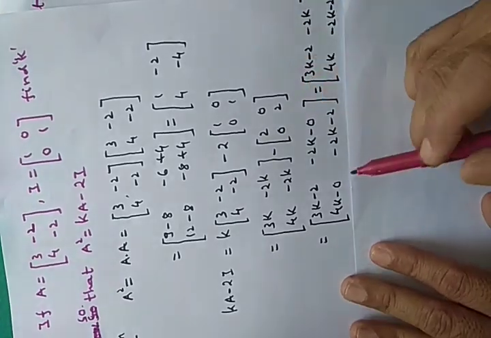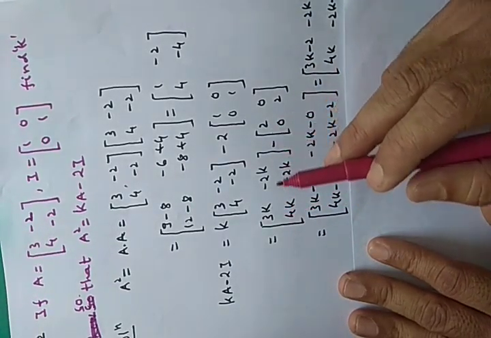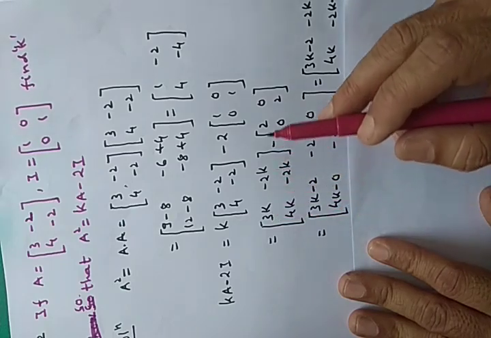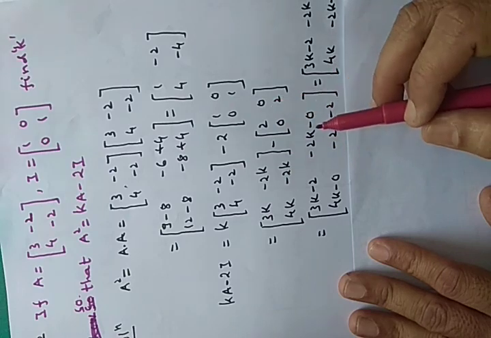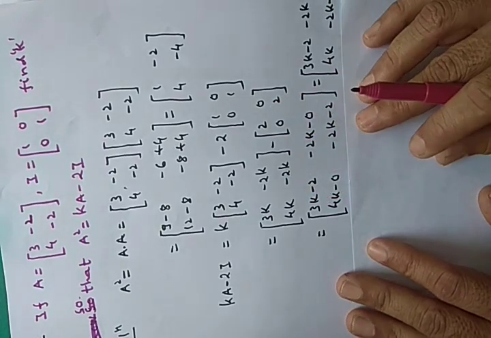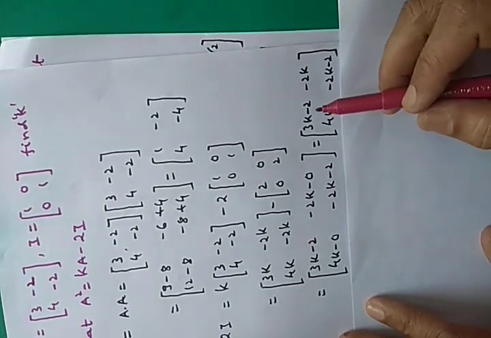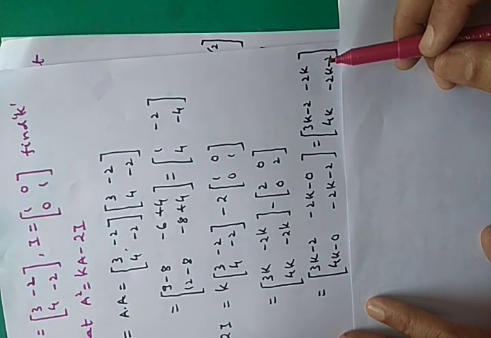Now, matrix A minus matrix B. You have to subtract the corresponding elements. So 3K minus 2, minus 2K and minus 0, then 4K minus 0, minus 2K minus 2. Okay, so this can be written as 3K minus 2, minus 2K, 4K and minus 2K minus 2.